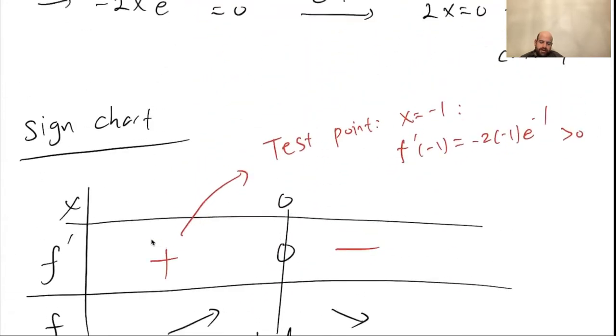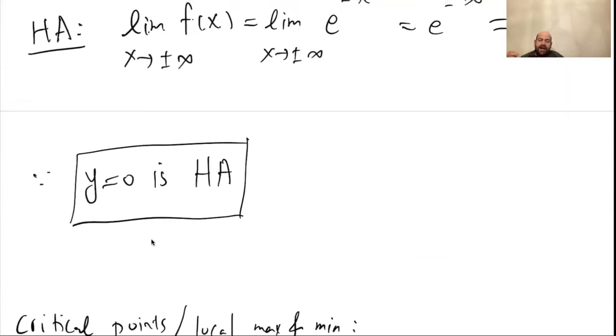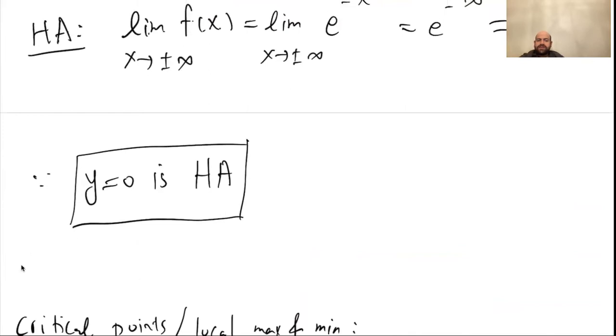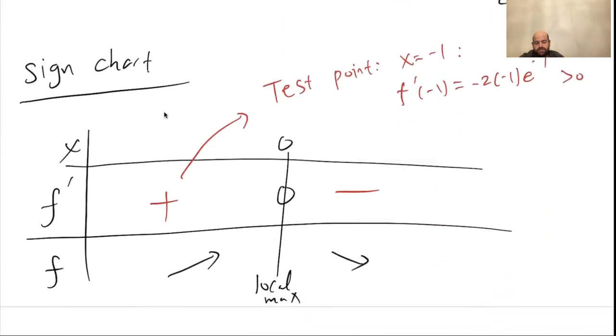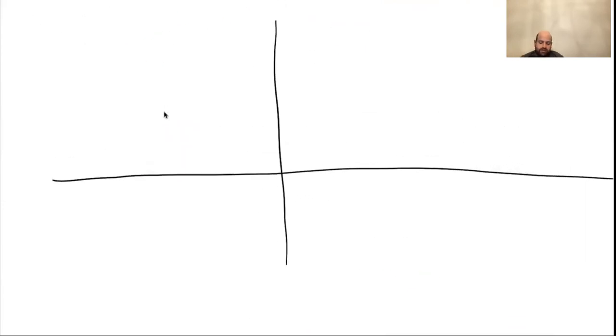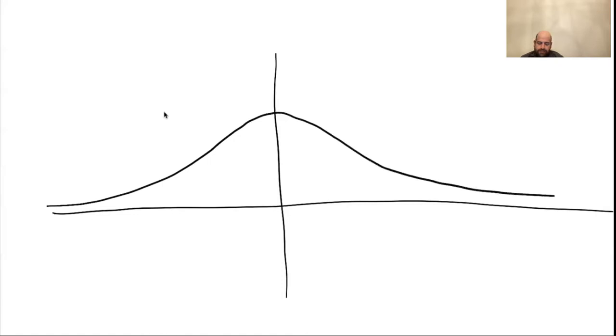So the function at -infinity, remember y equals 0 is a horizontal asymptote at infinity and also -infinity. This limit is 0 whether x approaches infinity or -infinity. So when we start at -infinity, we start with y equals 0. That's our horizontal asymptote. Then the function increases all the way until 0 and then decreases. And at 0, we have a local maximum.